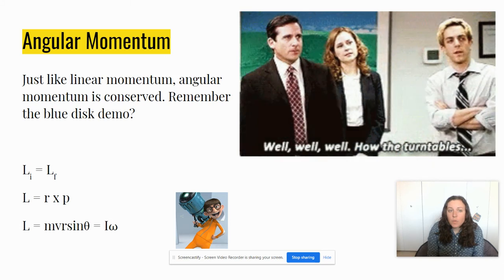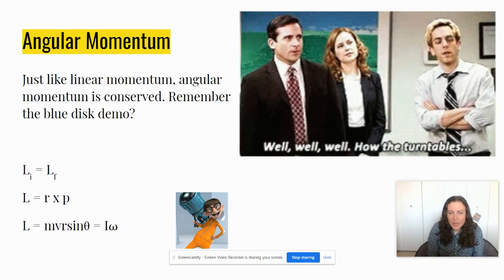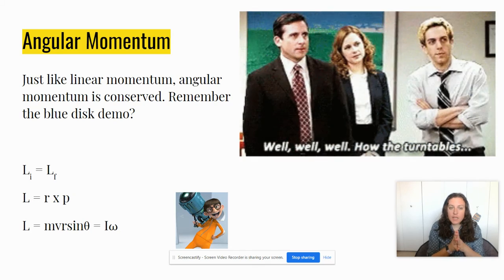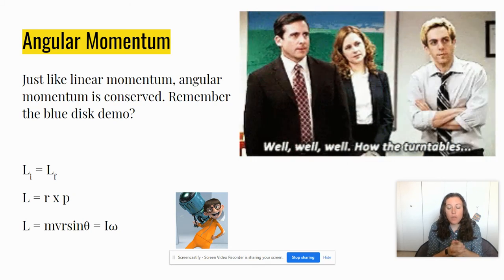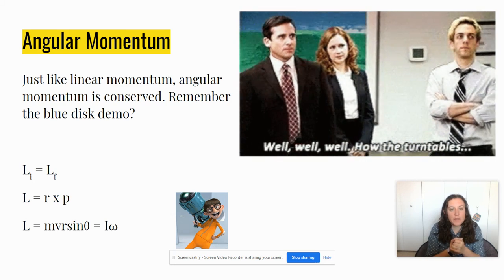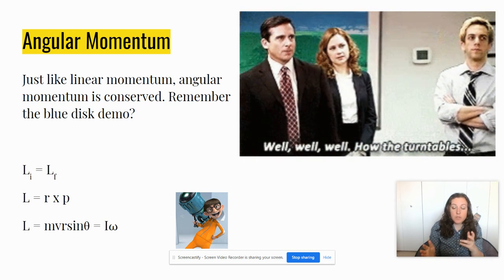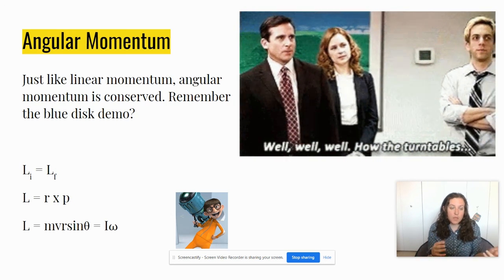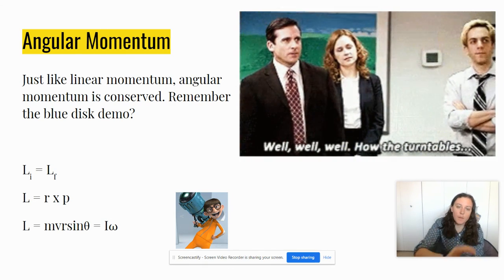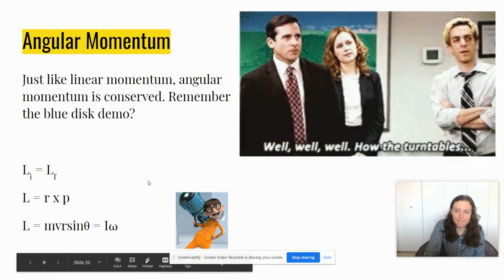Angular momentum is conserved, just like linear momentum. That blue disk is when we stood there and brought our arms in. That's our change in angular momentum. So think about Kepler's laws. Kepler's second law is conservation of angular momentum. You might have to describe why some planets move faster at certain parts of their orbit. It's because of this angular momentum. And it's momentum, so therefore it's a vector.